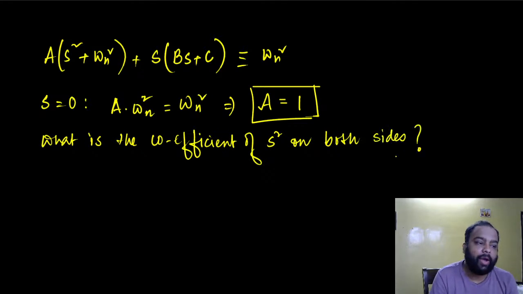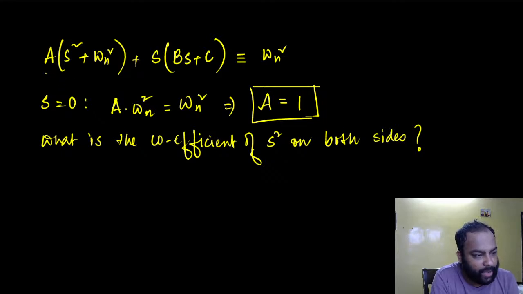The idea being, whatever happens on the left hand side will be identical to whatever happens on the right hand side, because this is not an equation. Once again, this is an identity, right? So whatever is the coefficient of s square on the left hand side will be the same as the coefficient of the term with s square on the right hand side, essentially because this is an identity, right?